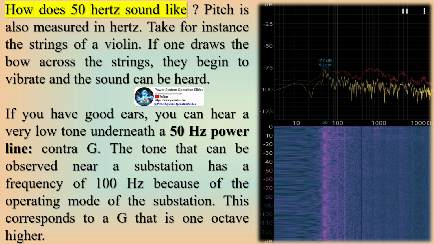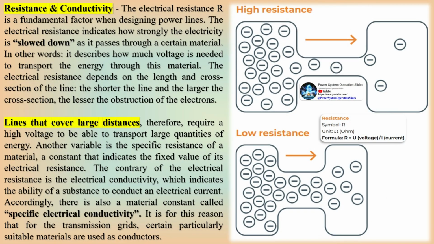What does 50 Hz sound like? Pitch is also measured in hertz. Take for instance the strings of a violin. If one draws the bow across the strings, they begin to vibrate and the sound can be heard. If you have good ears, you can hear a very low tone underneath a 50 Hz power line. Contra G.